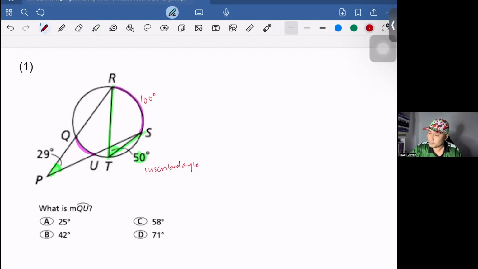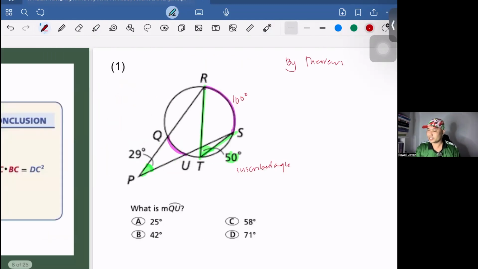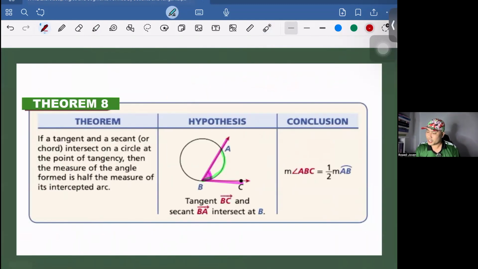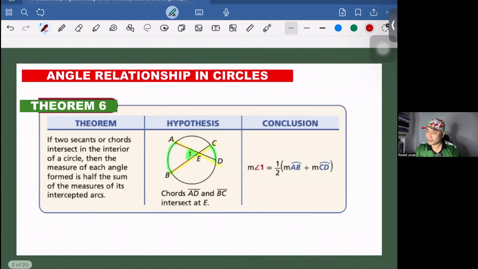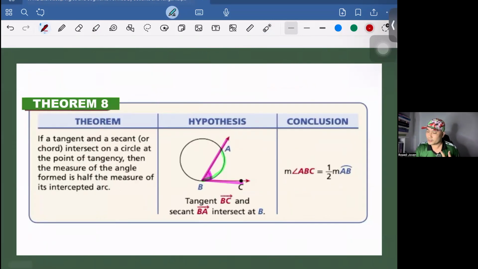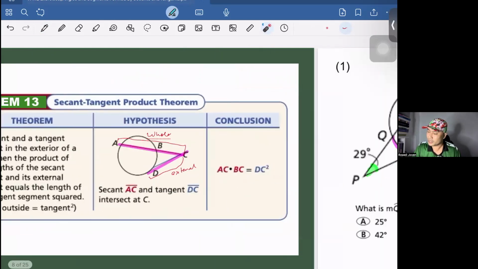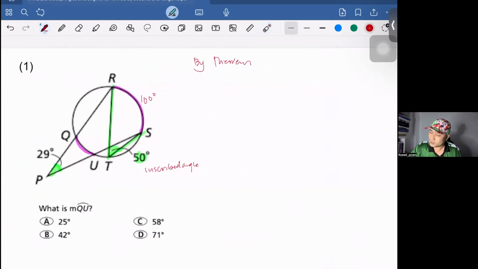So what is the theorem? We write here by theorem. Which theorem is that? That's angle relationships, right? So we have theorem 6, theorem 8, and theorems 7, 9, 10. Basically, we have two secants intersecting outside the circle. So that's theorem 7, correct? So I will now go to the solution. This is by theorem 7.